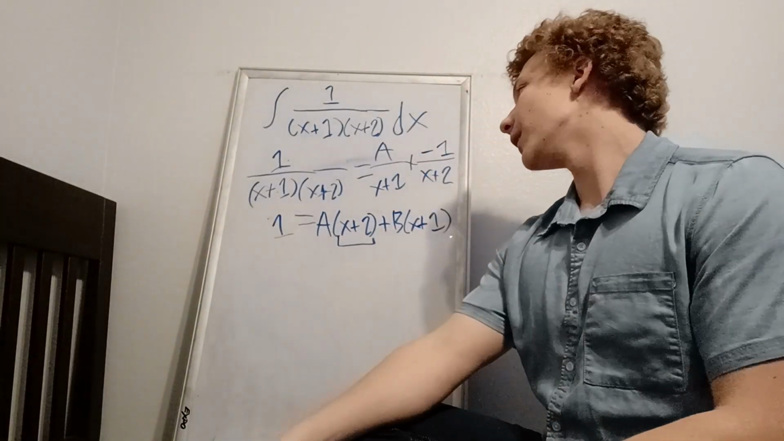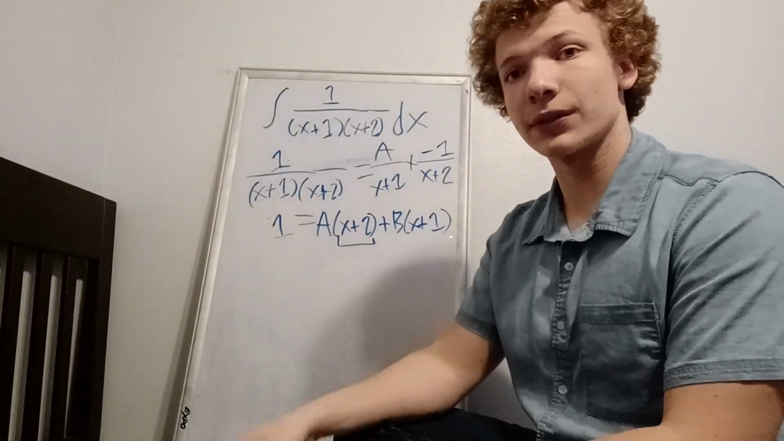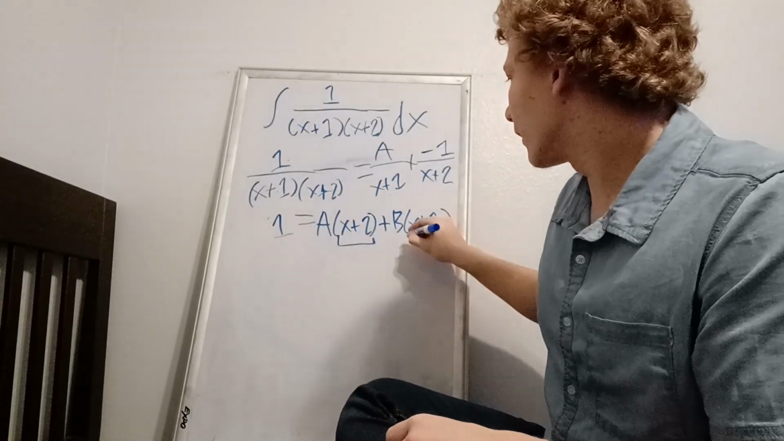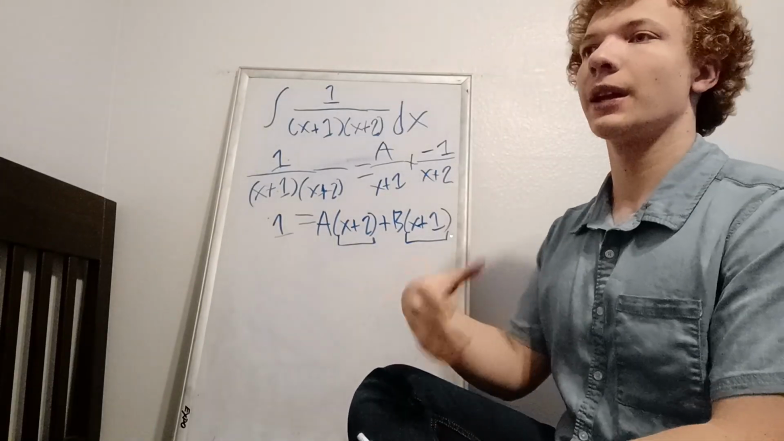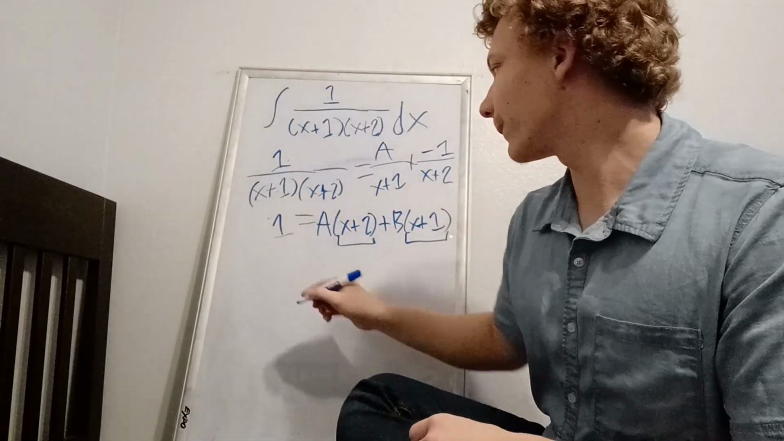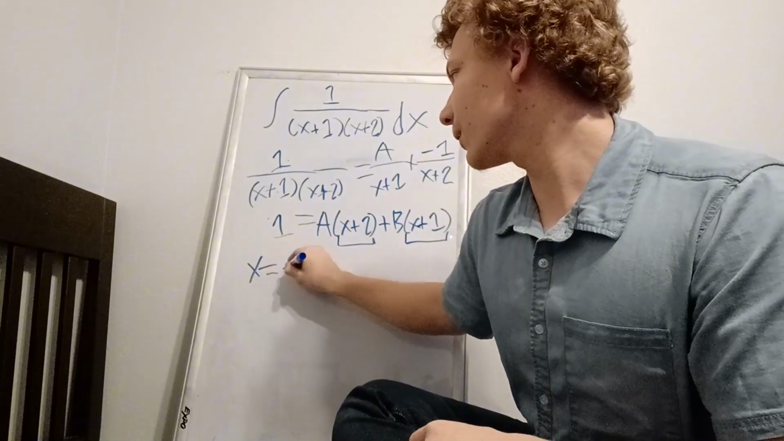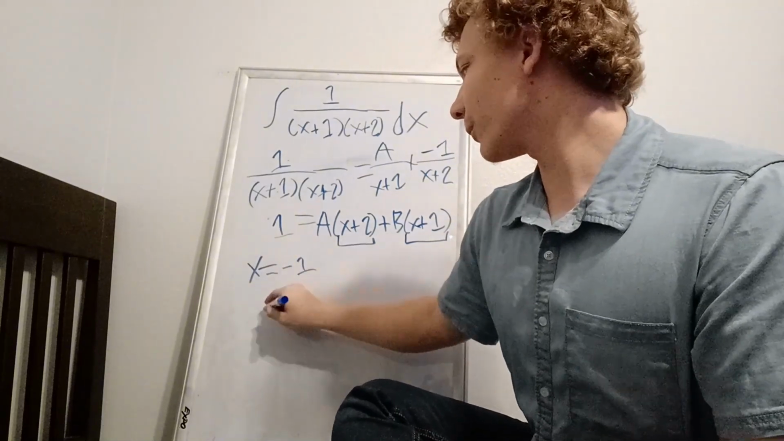And now let's solve for a. Now to solve for a, we're going to have to make this part equal to 0. x plus 1 needs to be equal to 0. x is going to have to equal negative 1. So x equals negative 1. Let's see what we get.